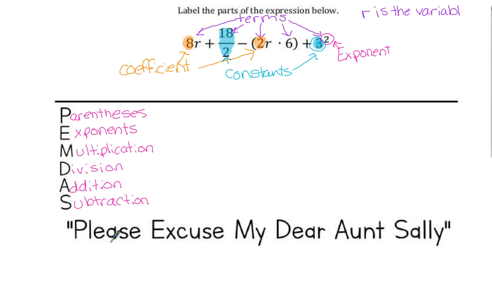And also remember, please excuse my dear Aunt Sally, the P, the E, the M, D, A, and S also remind you of parentheses, exponents, multiplication, division, addition, and subtraction. But you also need to remember with PEMDAS that M and D, multiplication and division, go together. So whenever you're moving left to right in a problem, whichever shows up first is the operation that you're going to do, whether it's division or multiplication.